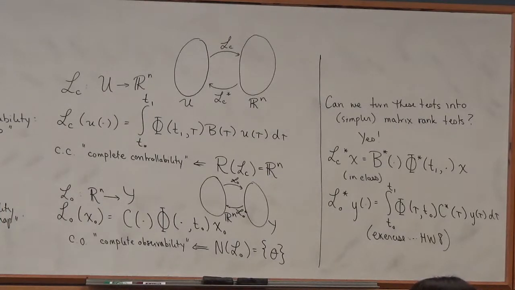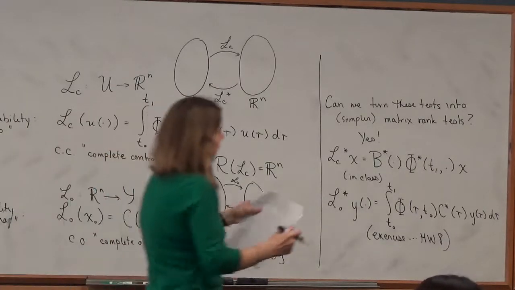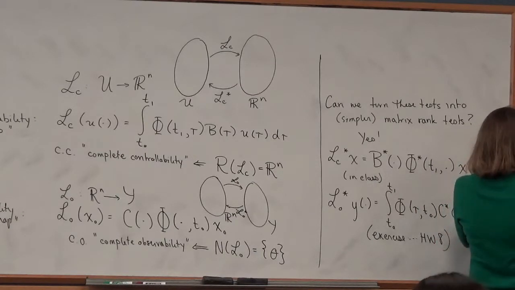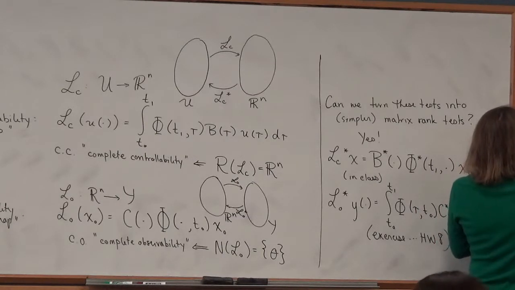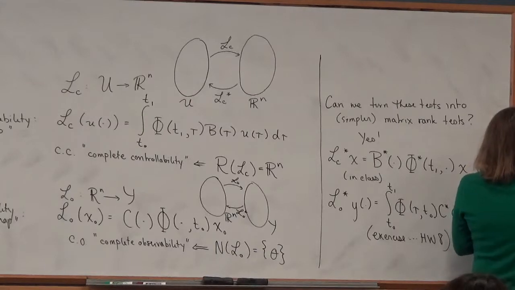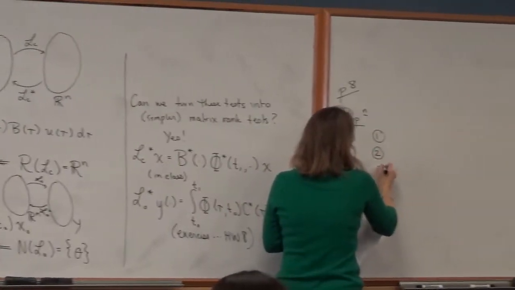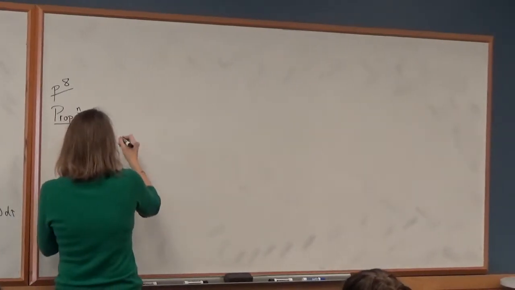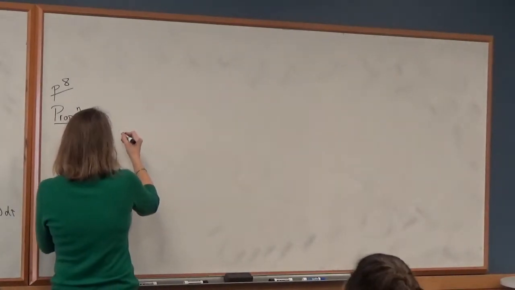Okay, so we've got the adjoints of those, and where we ended up last day was this lemma on page 8, or this proposition we called it, a very useful proposition. And that had 4 parts to it, although parts 3 and 4 are really just a repeat of parts 1 and 2.